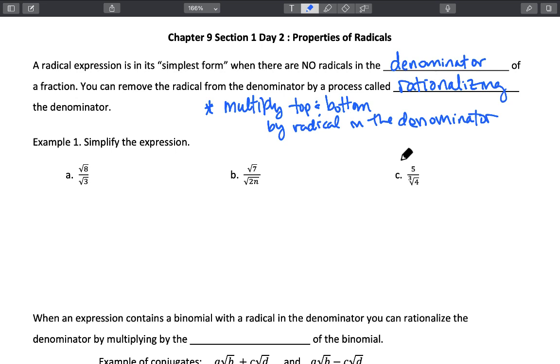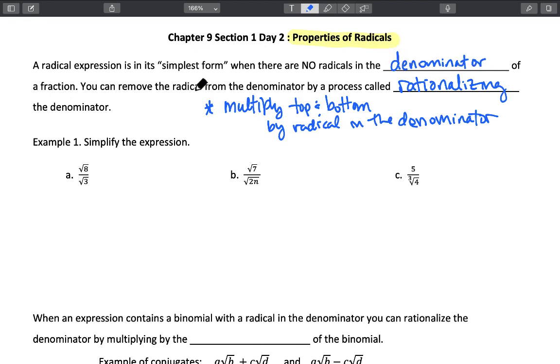Chapter 9, Day 2 of Section 1. So we are still taking a look at properties of radicals. There's a few more here that we got to discuss. First and foremost, let's talk about a radical in simplest form. Well, this is true when there are no radicals in the denominator of an expression.